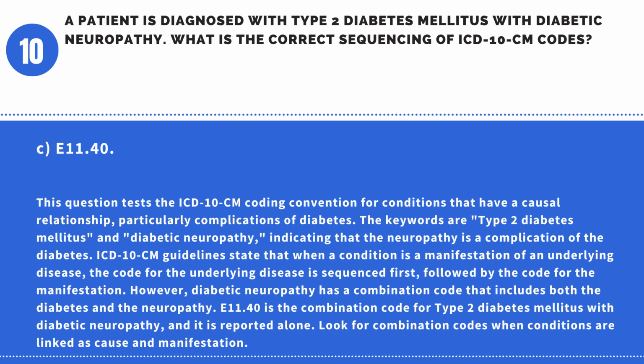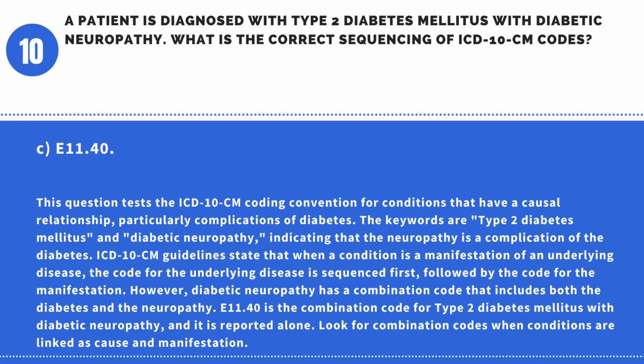Answer: C. E11.40. This question tests the ICD-10-CM coding convention for conditions that have a causal relationship, particularly complications of diabetes. The keywords are type 2 diabetes mellitus and diabetic neuropathy, indicating that the neuropathy is a complication of the diabetes. ICD-10-CM guidelines state that when a condition is a manifestation of an underlying disease, the code for the underlying disease is sequenced first, followed by the code for the manifestation.